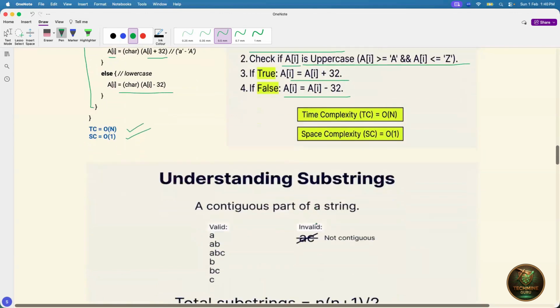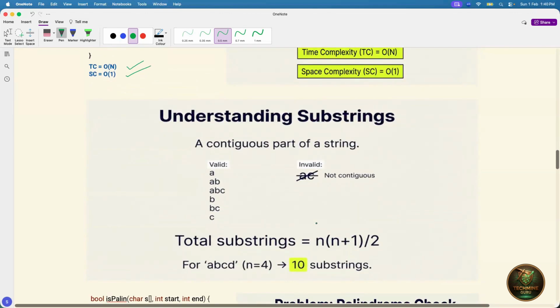Now let's move on to substrings. Since we have previously learned that there are subarrays in arrays, similarly for strings we have something called a substring. A substring is any contiguous part of a string. If the string is A, B, C, the valid substrings are A, AB, ABC, B, BC, and C. This is similar to how we deal with subarrays in case of arrays. AC is not a valid substring. Why? Because it is not contiguous.